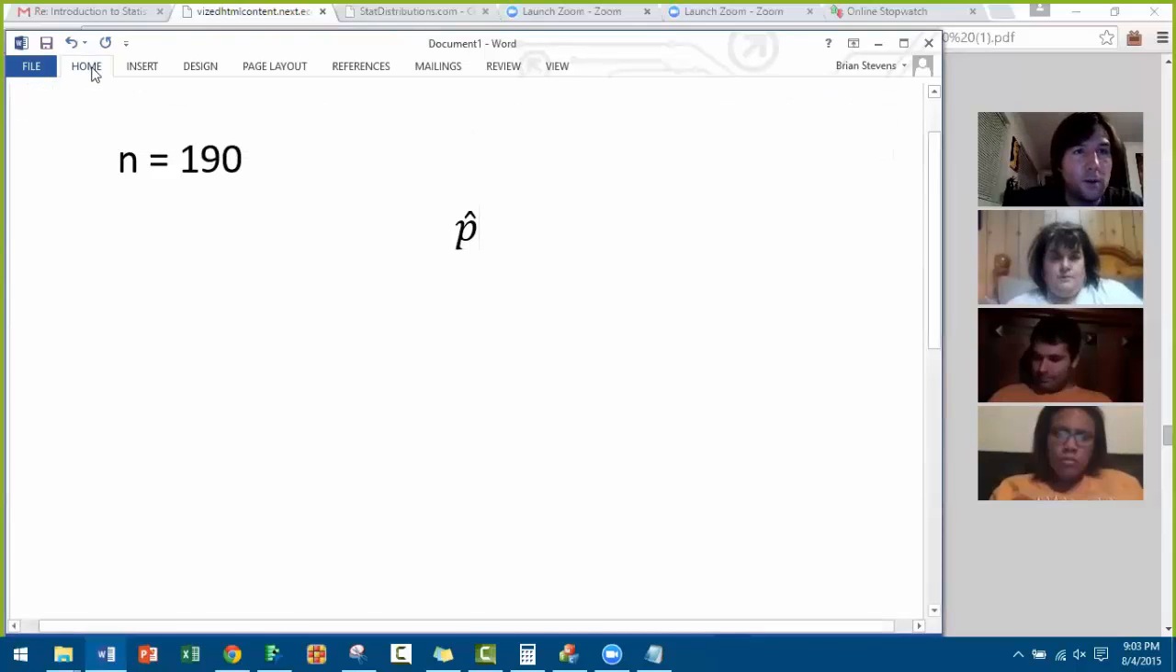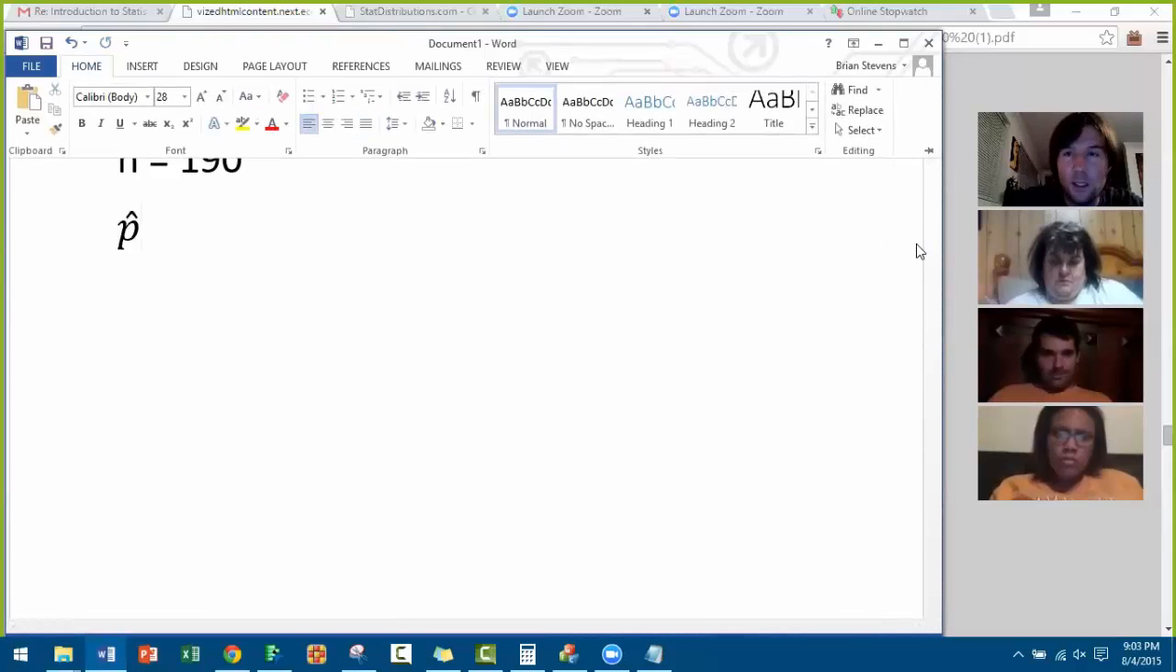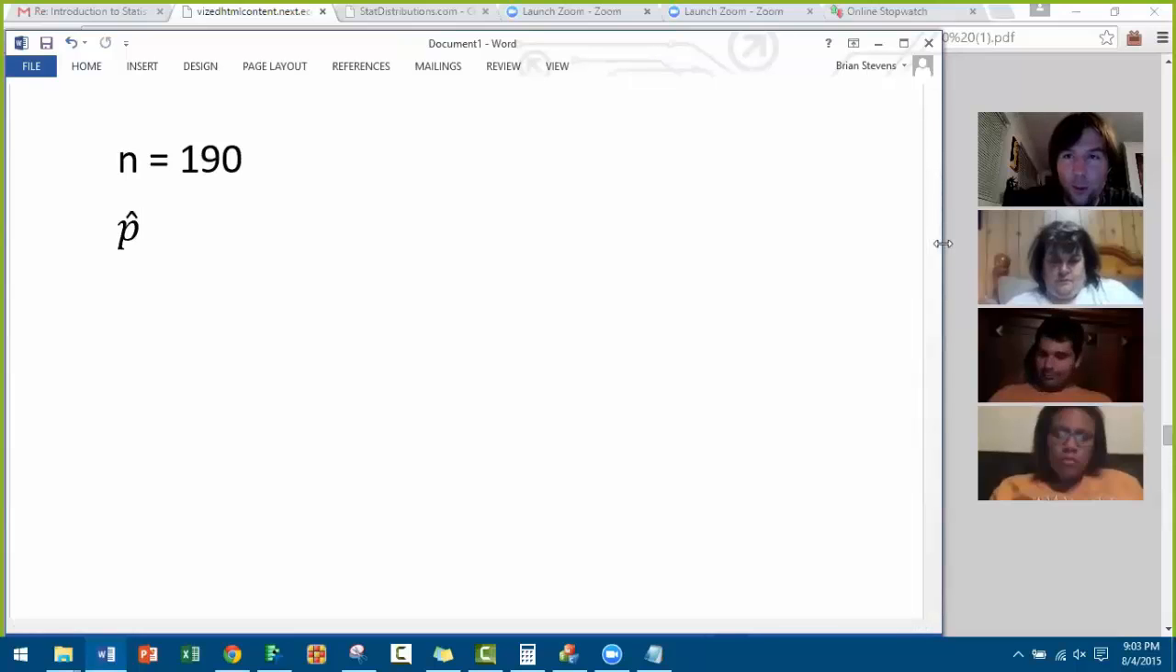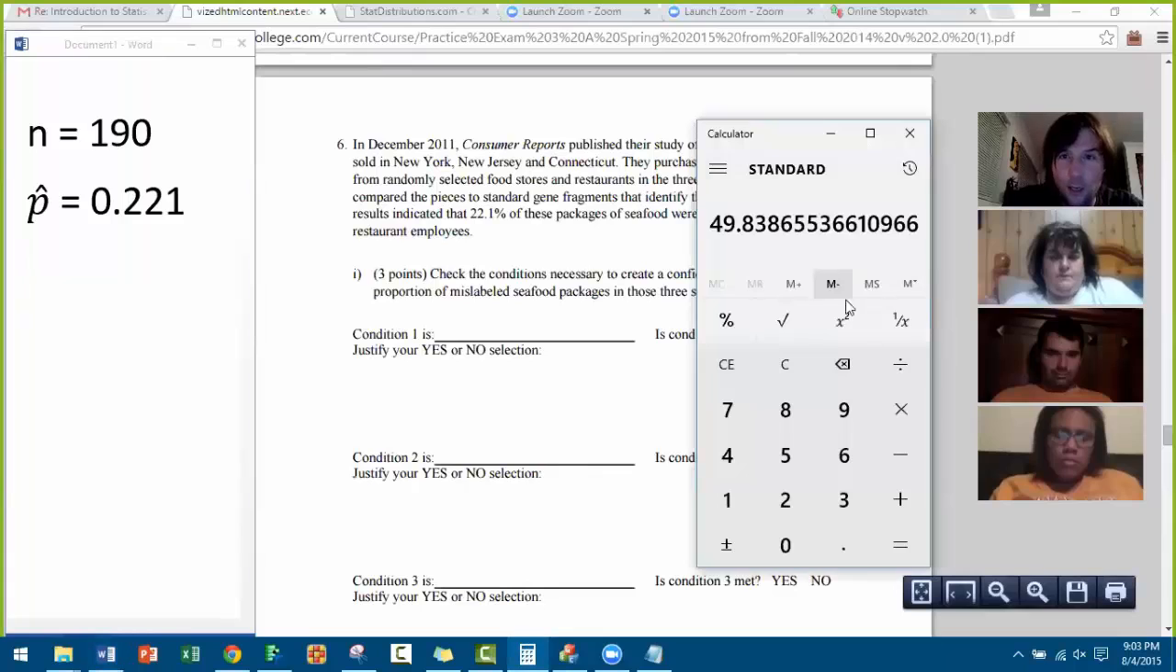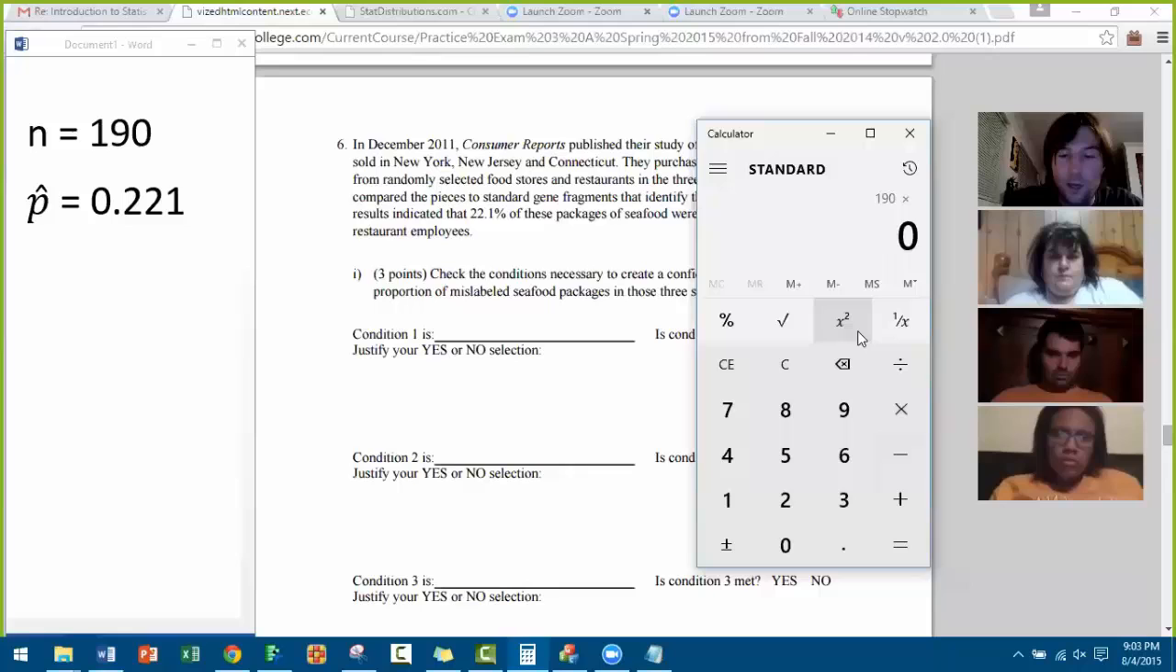Very important to do the notation properly. This is the sample proportion they observed that were mislabeled. The sample proportion they observed that were mislabeled is equal to 0.221. So specifically right here, if we take the number they took and multiply it by the proportion mislabeled, we can get the amount.